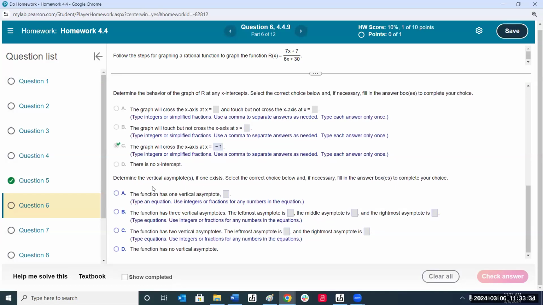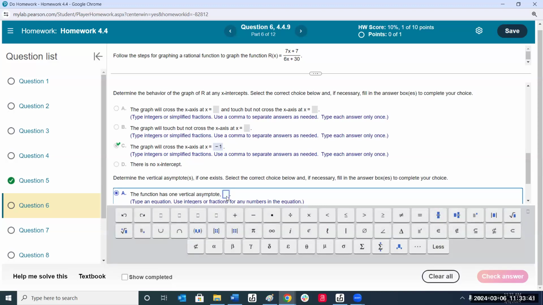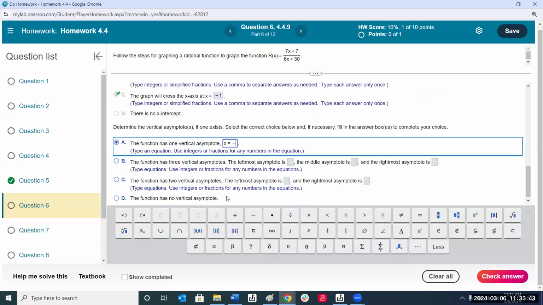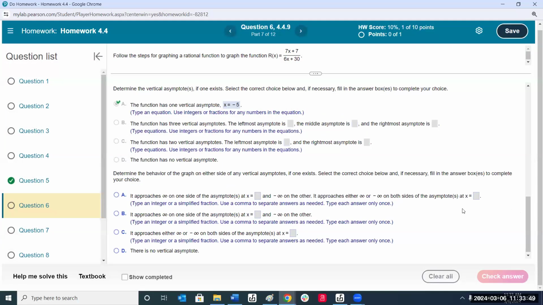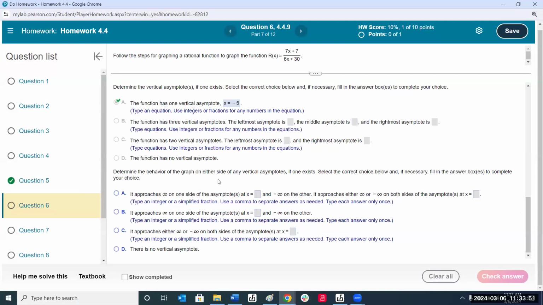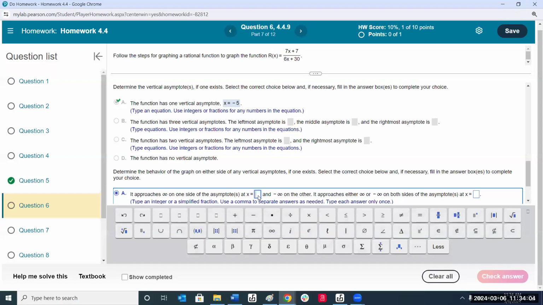Determine the vertical asymptotes, if one exists. It has one vertical asymptote, and it is at x equals -5. Determine the behavior of the graph on either side of the vertical asymptote. It approaches positive infinity on one side of the asymptote at x equals -5.